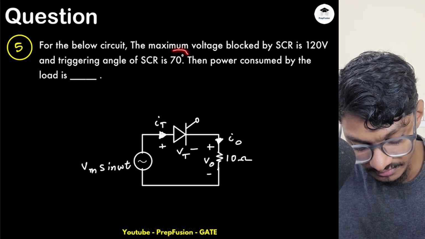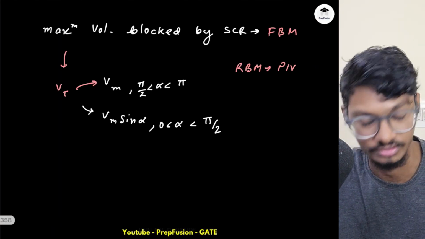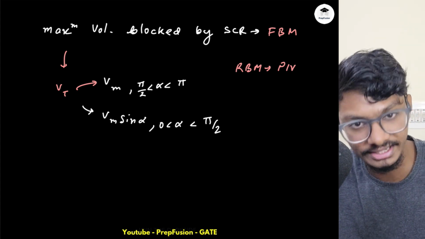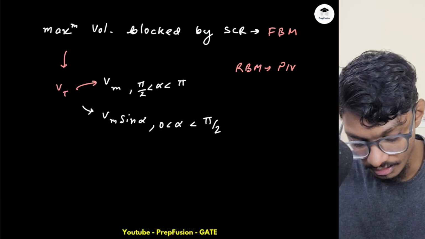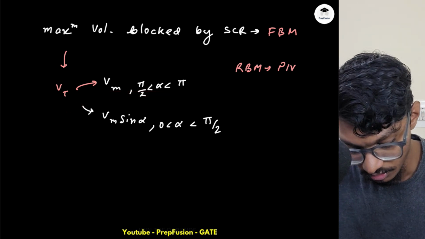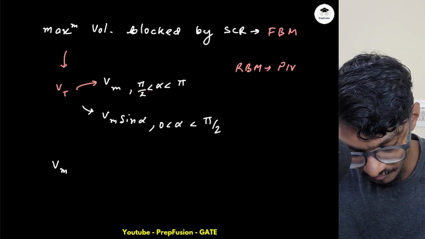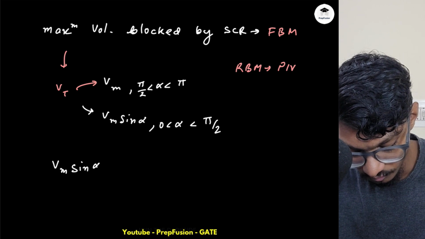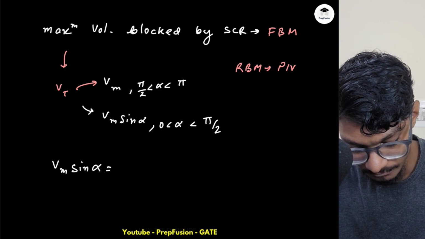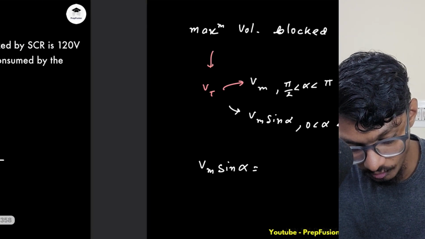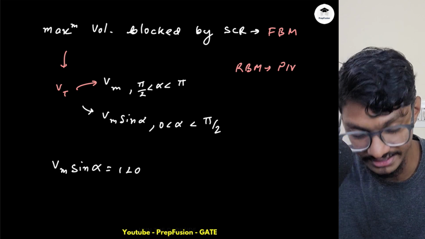Now what have they given? They have given us alpha 70, which is lower than 90 degrees. So obviously we will take this case. The information provided to us is that Vm sin alpha will be equal to 120 volts, right? 120 volts is the maximum voltage that it is blocking.